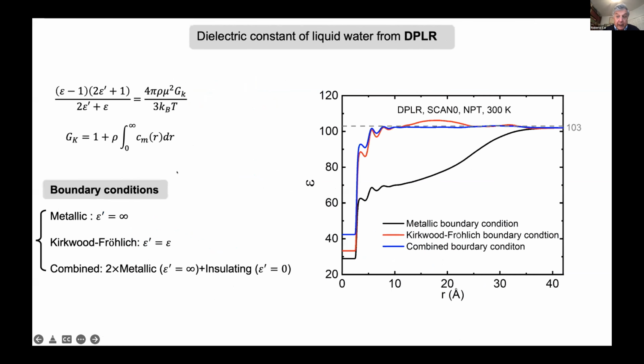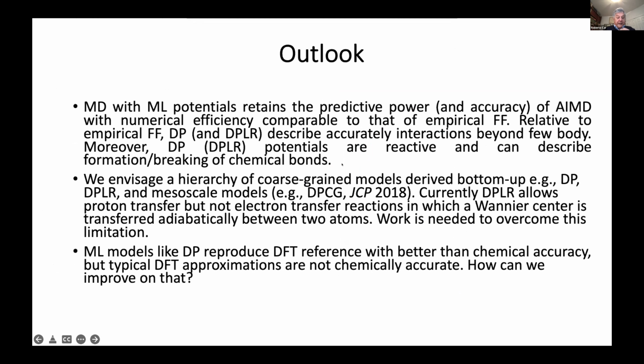This is essential in order to get dielectric functions that are consistent, independent of the different boundary conditions that one uses. And indeed, this is what happens when one includes the long-range interaction, but not if one does not include the long-range interaction. But you see that the dielectric constant that one predicts in this way is different from the experimental dielectric constant, which would be about 80, which is again a problem of the DFT calculation.